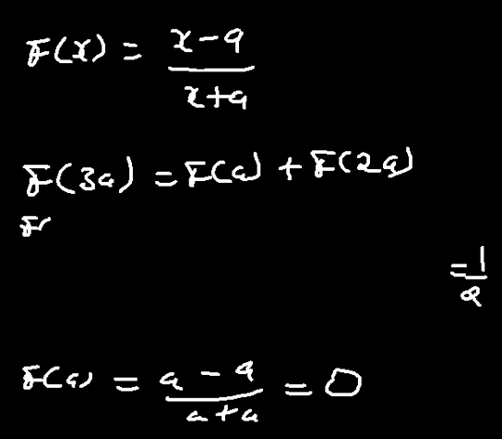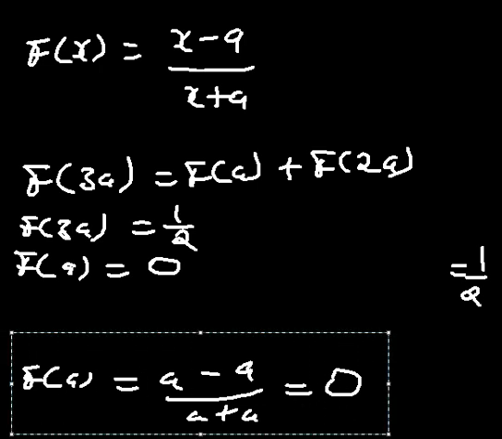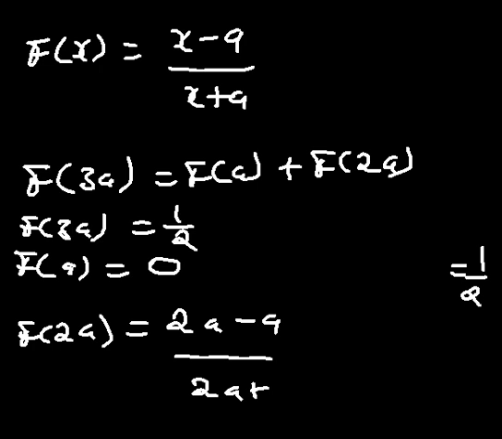So we have f of 3a being given as half, and f of a is given as 0. Of course, and what is the f of 2a? So now we'll have it as 2a minus a, divided by 2a plus a, which is the same as a divided by 3a. So that will have it as 1 over 3.